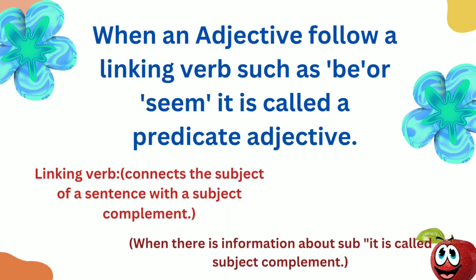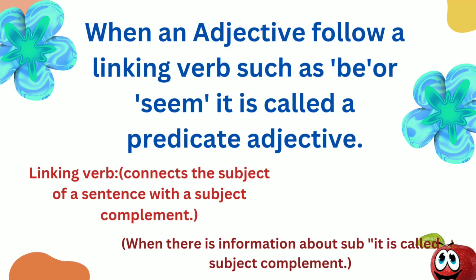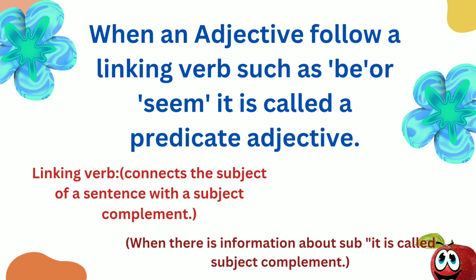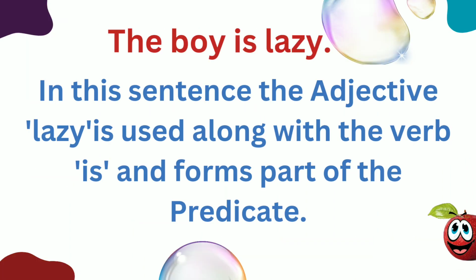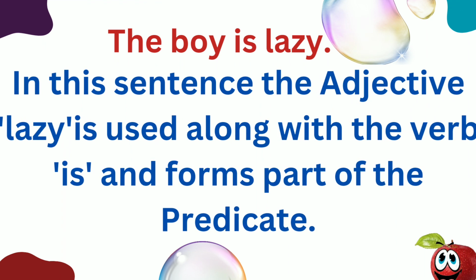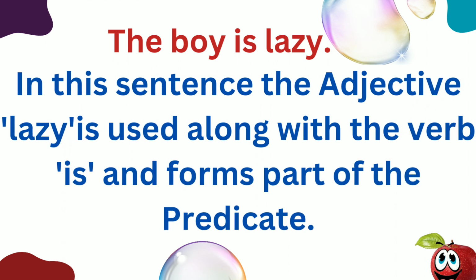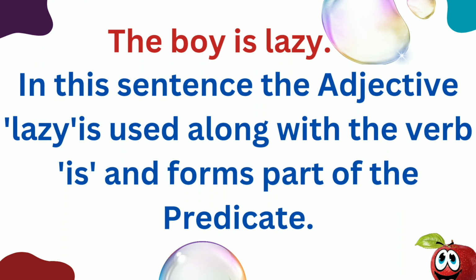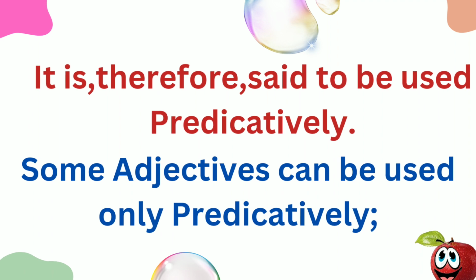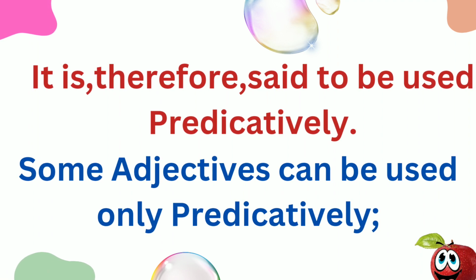When an adjective follows a linking verb such as be or seem, it is called a predicative adjective. Let's understand. The boy is lazy. In this sentence, the adjective lazy is used along with the verb is and forms part of the predicate. It is therefore said to be used predicatively.